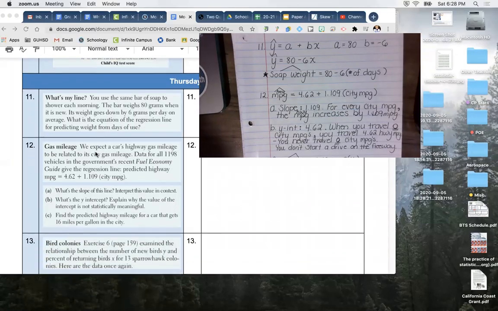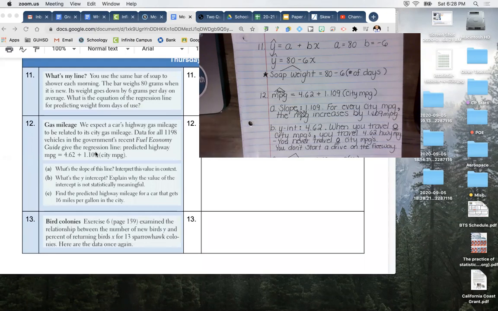Okay, so starting with number 11, it says you use the same bar of soap to shower each morning. The bar weighs 80 grams when it's new. Its weight goes down by 6 grams per day on average. What is the equation of the regression line for predicting the weight from the days of use?